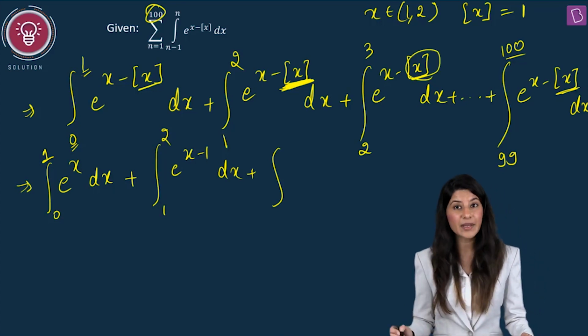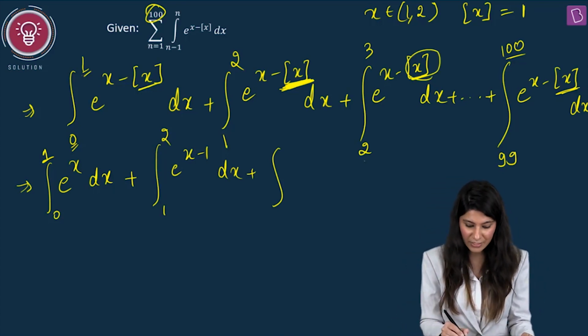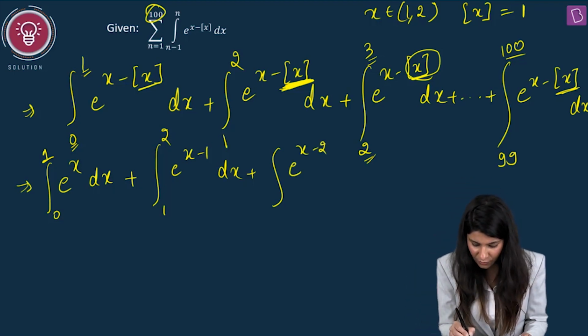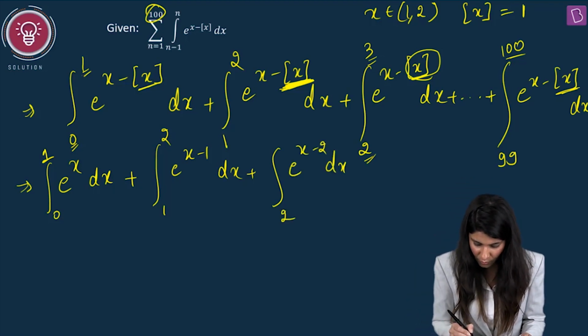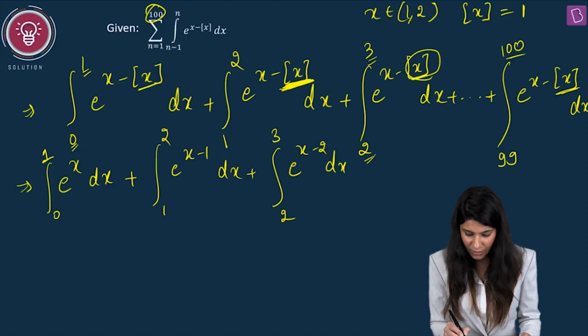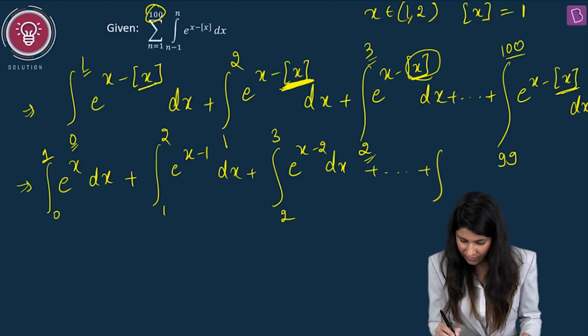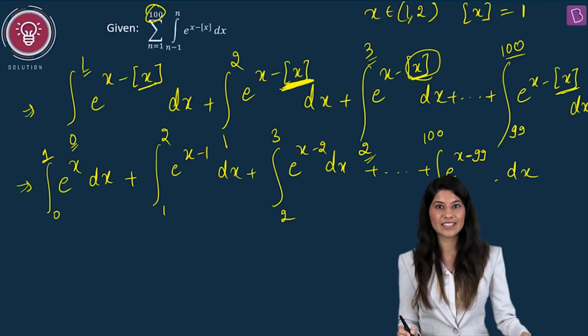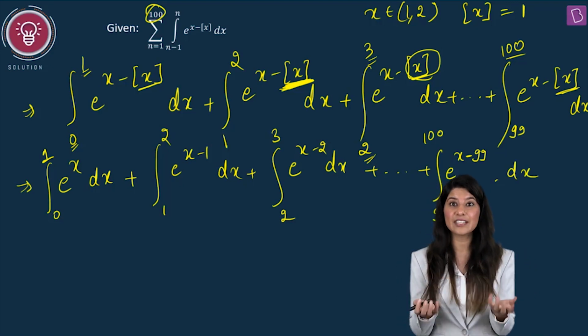Similarly, this will become 2 this time. Between 2 and 3, GIF of x would be 2. So e raised to power x minus 2 dx, and lower limit is 2, upper limit is 3. And you have last, 99 to 100 e raised to power x minus 99 dx. Right, now this is a very basic definite integral question.